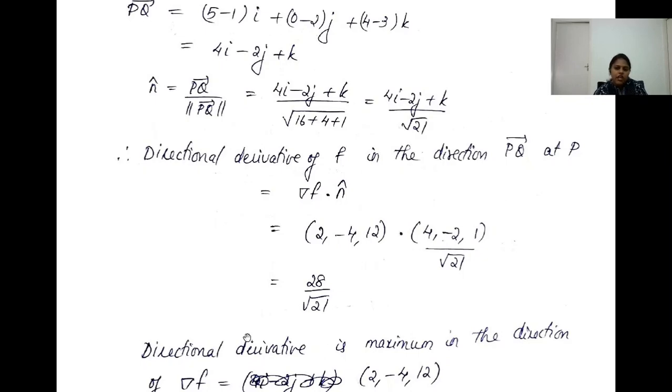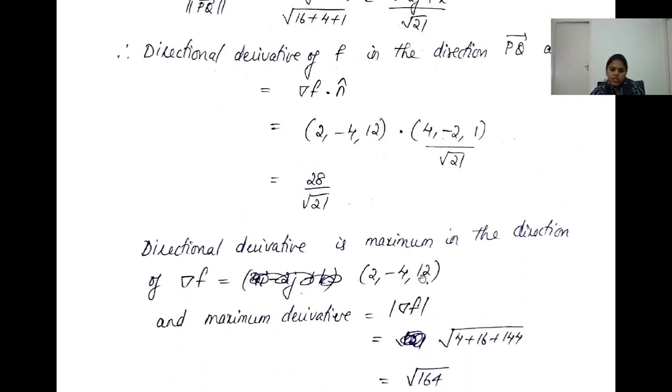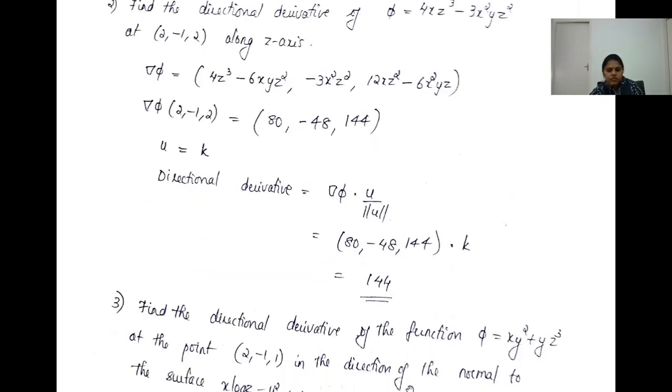Now the maximum value of the directional derivative occurs in the direction same as that of the gradient. So the directional derivative will be maximum in the direction of the gradient, which is (2, minus 4, 12) at our point. We have seen the result in the last class: the angle is 0, and the maximum value is mod del f. So the maximum value will be the root of 4 plus 16 plus 144, that is root 164.